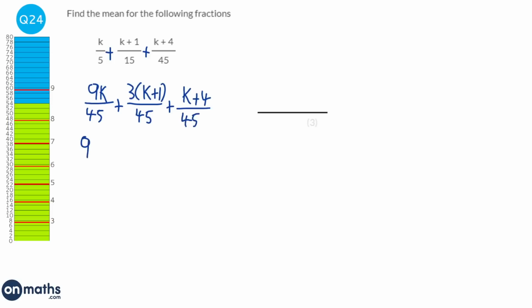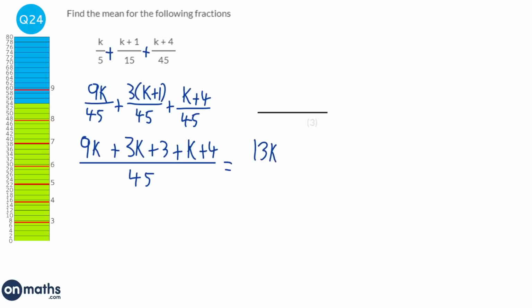Then we can just add the numerators together. And I'm just going to expand the bracket here, so it's 3k plus 3 plus k plus 4, and then all of that over 45. And then we're going to do 9k plus 3k plus k, which is going to be 13k, and then 3 plus 4, which is just 7, over 45. So the sum of them is 13k plus 7 over 45.